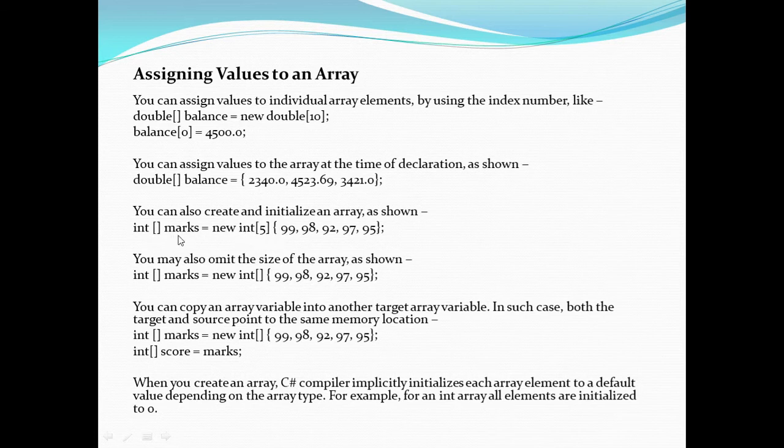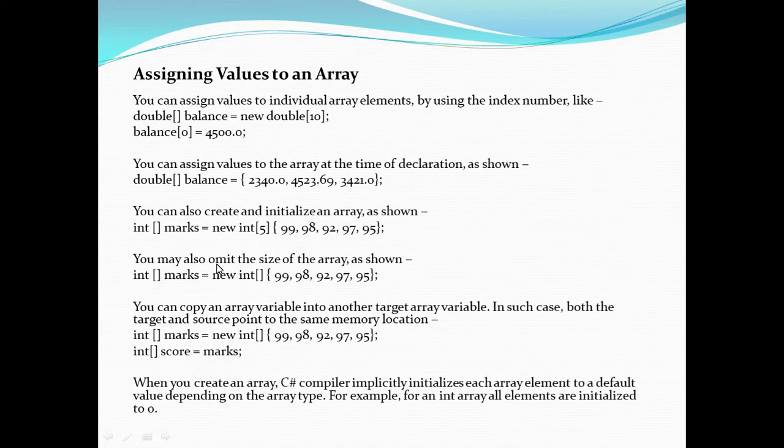And if we have declared it with a size, like int[] marks = new int[5], it means the marks array consists of 5 elements, and all the 5 elements may be initialized at the time of creation, and we can assign the initial values to all the 5 elements of the array.